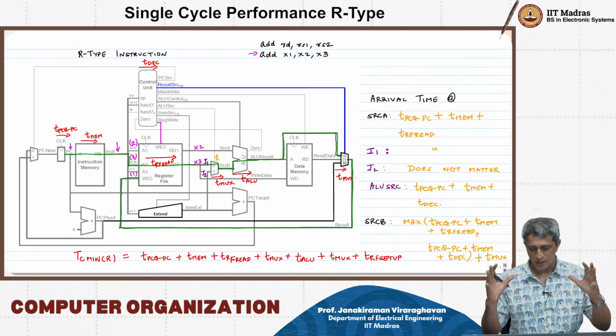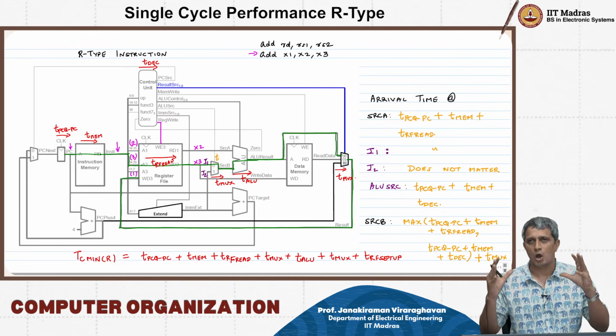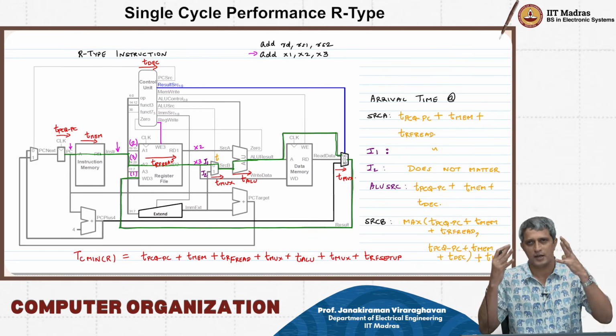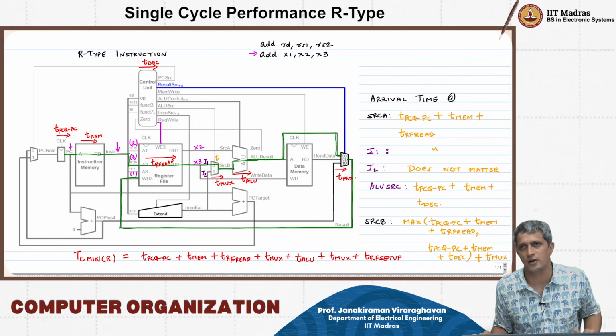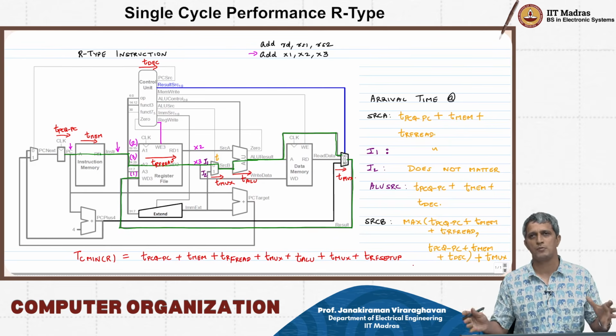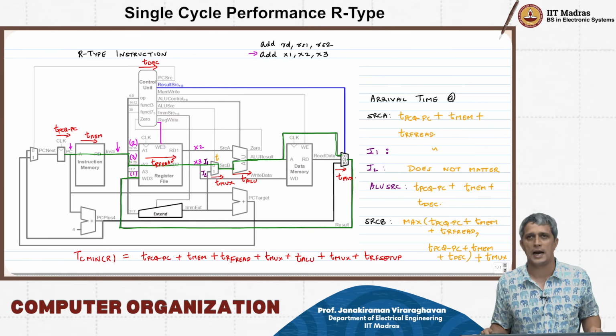So the minimum clock period required in order to handle just R type, let's say I did not have any other kind of instruction, then I would need this minimum clock period for me to handle this particular operation.